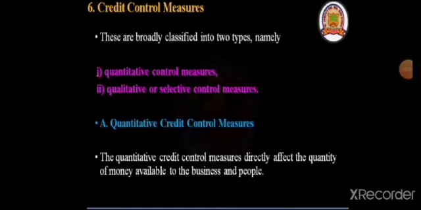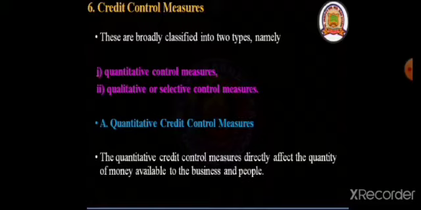Hello children, we will discuss the last topic of the money and credit chapter, that is credit control measures. Remember, these credit control measures are being adopted by the Reserve Bank of India to control the system of credit, which has been broadly classified into two types. The first type is known as quantitative credit control measure, and the second one is qualitative or selective credit control measure.